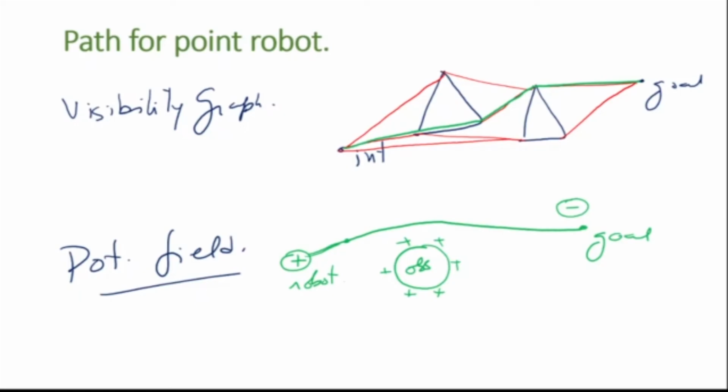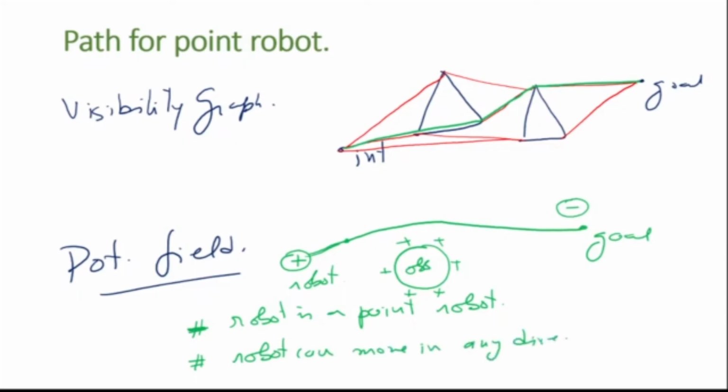Okay, now here also we are making the assumption, number one, that the robot is a point. Now, the second assumption that we are making is that the robot can move in any direction. Now, I'm sure you are aware that many of the robots, like mobile robots, cars, they cannot move in different directions at the same time, especially they cannot move sideways.